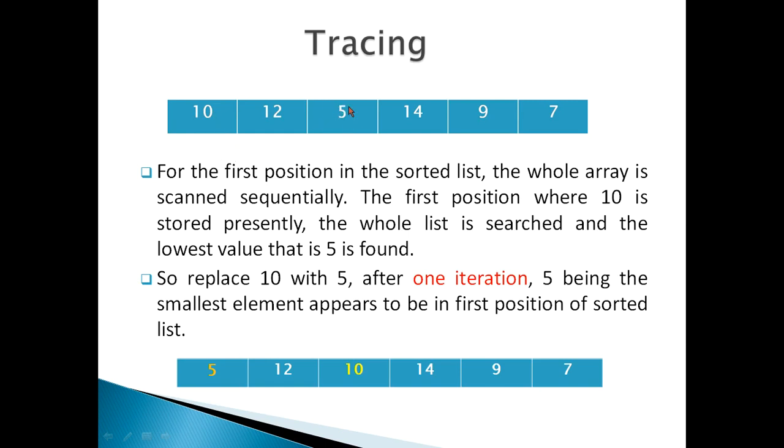So which is our smallest element? 5. Swap it. So 5, 12, 10, 14, 9 and 7. Look at the colors here. The orange one indicates the sorted array. The yellow in color indicates that that particular element is being swapped now.